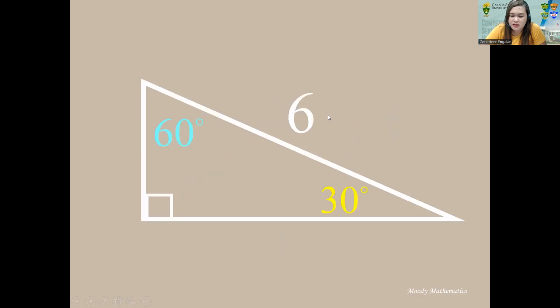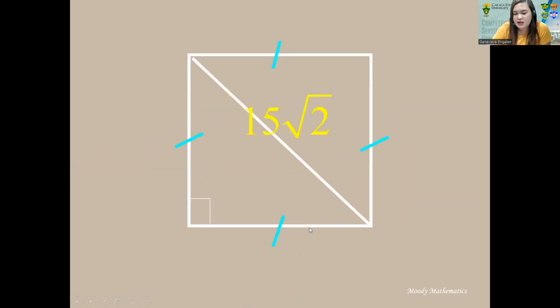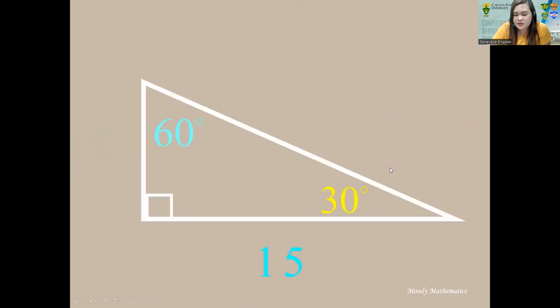How about this one? The shorter leg will be 3. The longer leg will be 3 square root of 3. If you have a square, and this is 15 square root of 2 for the diagonal, what is the length of its sides? 15 all around. Okay, that's correct. So you understand.